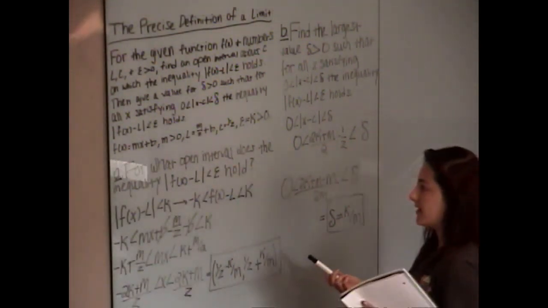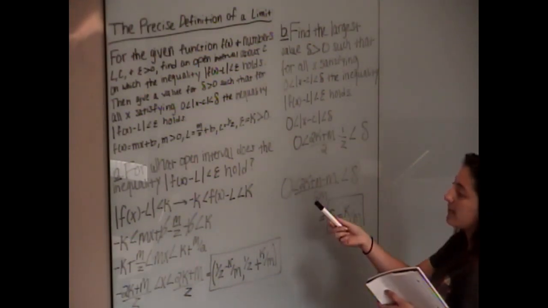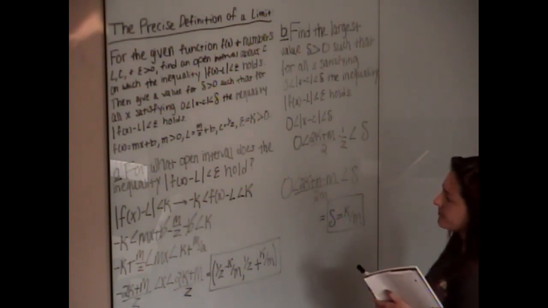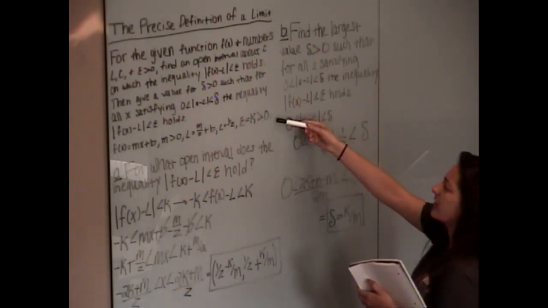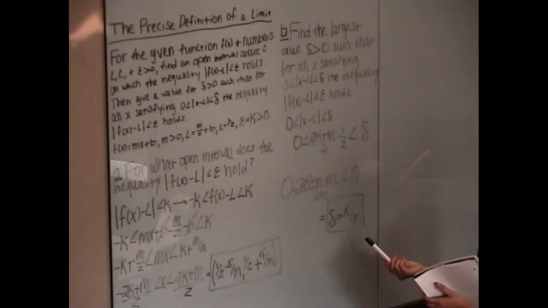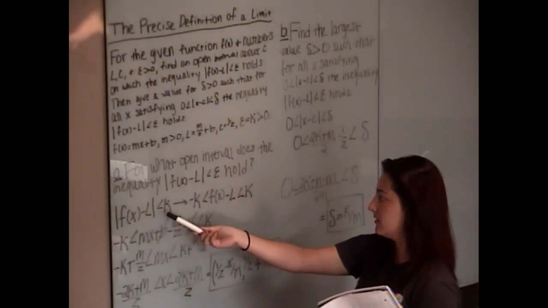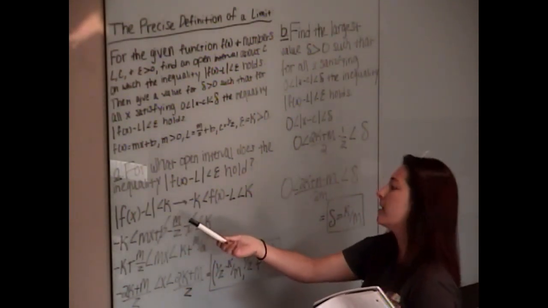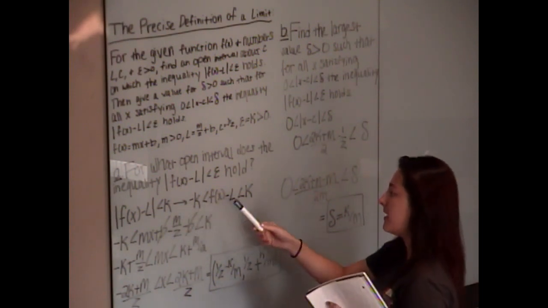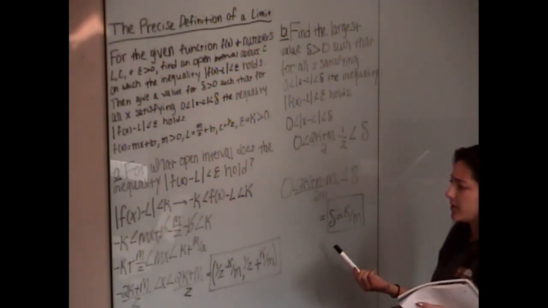Part A of the problem says, for what open interval does the inequality, the absolute value of f of x minus L is less than epsilon, hold? Earlier in the problem, epsilon equals k is greater than 0. So our first step is to take the absolute value of f of x minus L less than k, which is rewritten as negative k is less than f of x minus L, which is less than k. So here we just solve the inequality.